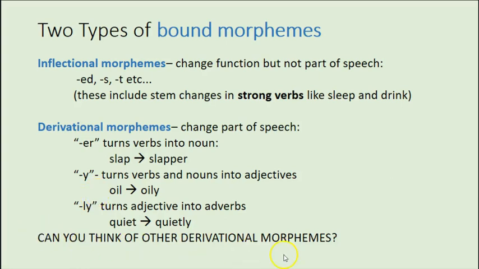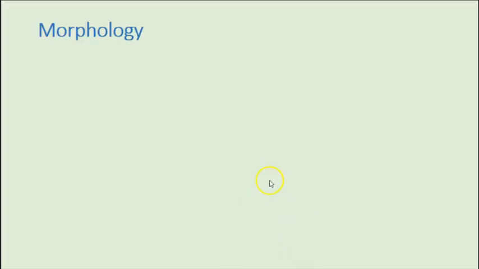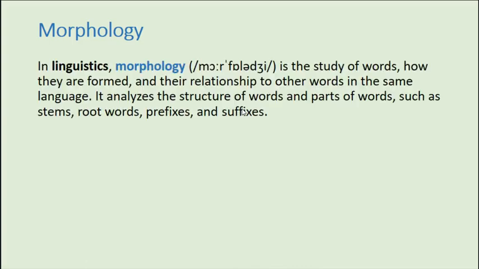Can you think of other derivational morphemes? English has lots of them because it's been collecting them from other languages for the last 1500 years. All right. So that's it for our discussion of inflectional morphology. Just to conclude with a definition of morphology in linguistics, morphology is the study of words, how they are formed, and their relationship to other words in the same language. It analyzes the structure of words and parts of words, such as stems, root words, prefixes, and suffixes.